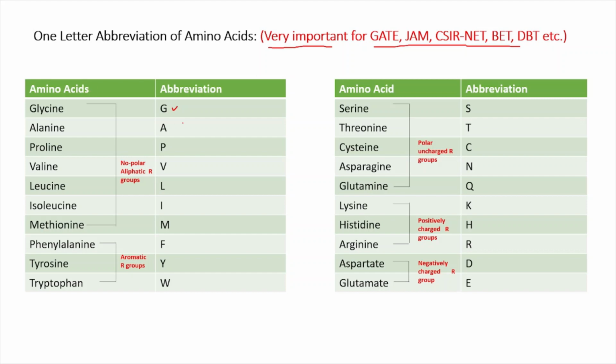So glycine has the one letter abbreviation G, alanine has A, proline has P, valine has V, and leucine has L. Isoleucine has I and methionine has M. So these 7 amino acids all have non-polar aliphatic R groups. In case of phenylalanine, the abbreviation is F. In case of tyrosine, the abbreviation is Y, and in case of tryptophan, the abbreviation is W. So these three abbreviations are very important.